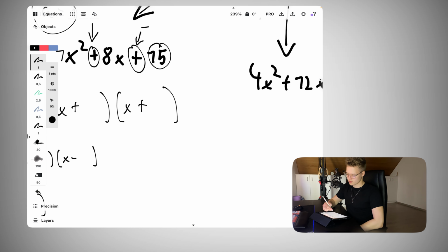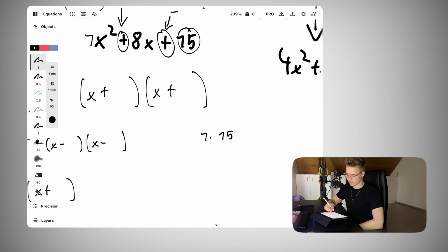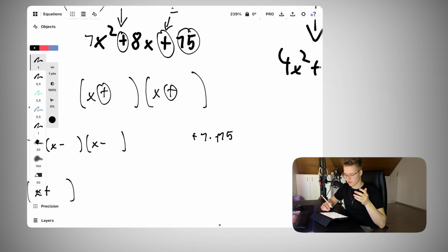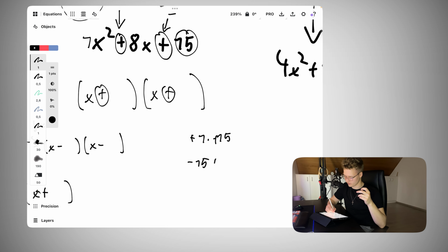Okay, so how can we get 15? 1 times 15, well, 1 plus 15, so we just look at these signs here. We can only have plus signs, so it's just going to be plus signs here. If we had, for example, a negative sign, we might have had to look at what if we have minus 15 plus 1, or minus 1 plus 15, for example.